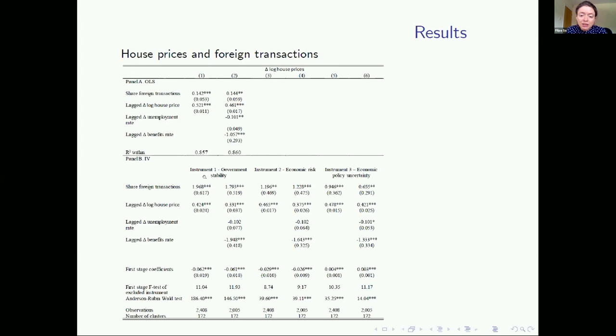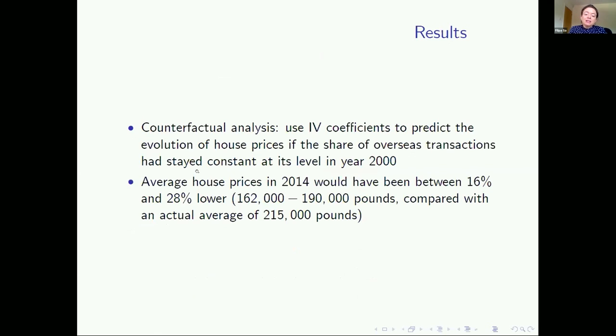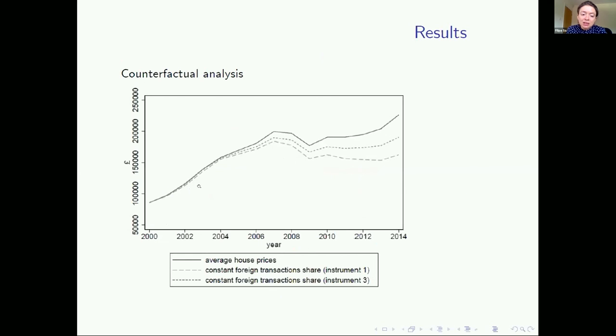So you can see here that there is this positive effect on house prices. Now, to get a better idea of the magnitude of the effect, I do a counterfactual where I keep foreign investment constant at the level it had in 2001. You can see average house prices: the solid line is what they actually are in the data, and this is the counterfactual with instrument 1 and the counterfactual with instrument 3. Instrument 1 is this one and instrument 3 is this one. So you can see average house prices would have been a bit lower in 2014, especially if we use the first instrument.